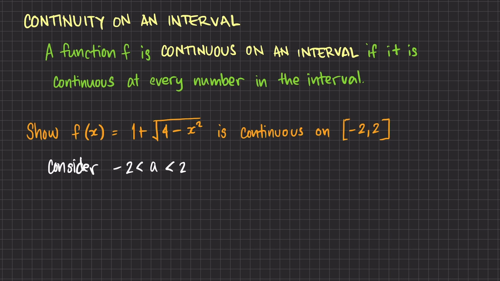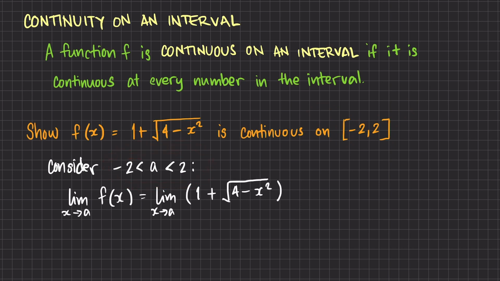So let us first consider values of a that are in the interval negative 2 to 2 pero hindi muna natin isasama yung boundaries. Kasi sa boundaries natin, pag lumampas siya ng 2 at ng negative 2, wala na yung function. Meron na tayong discontinuity. Tignan muna natin yung negative 2 hanggang 2.